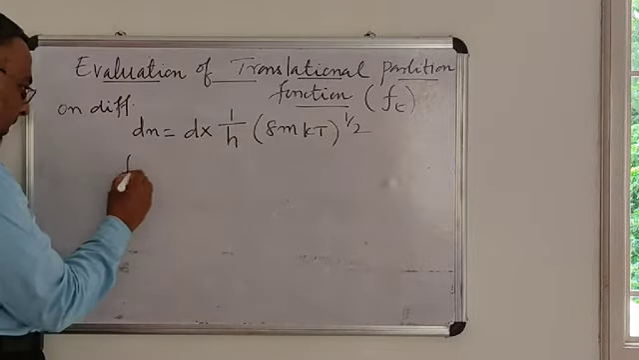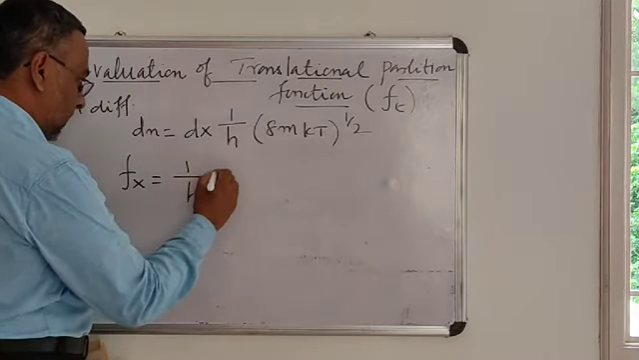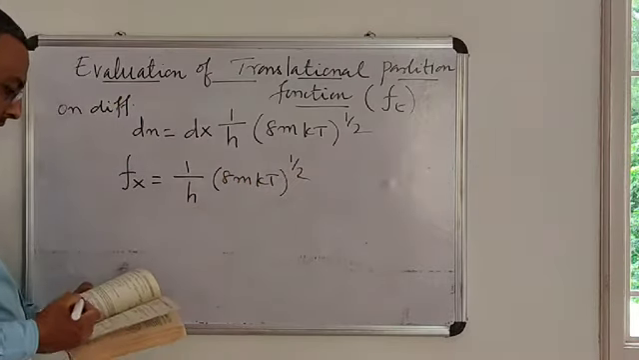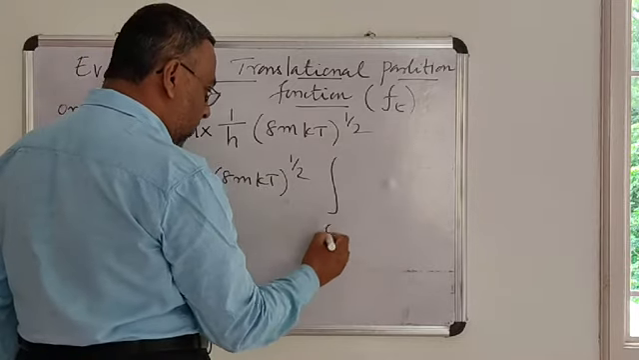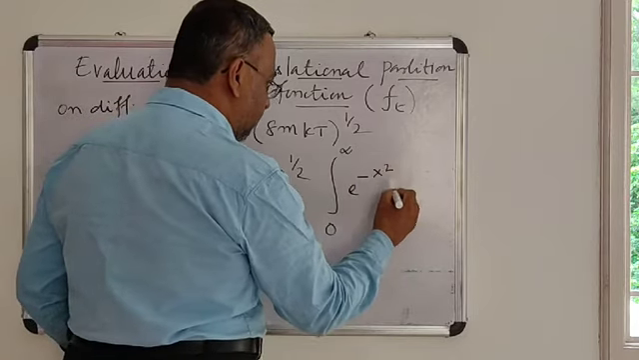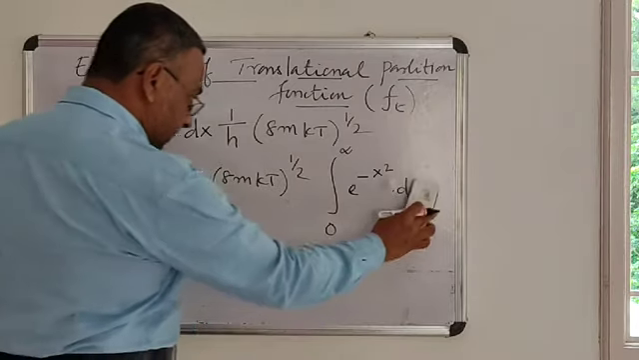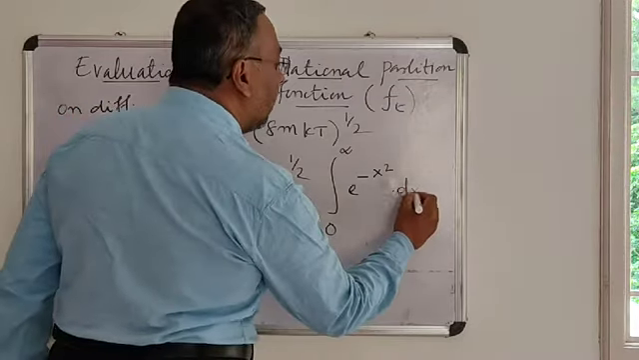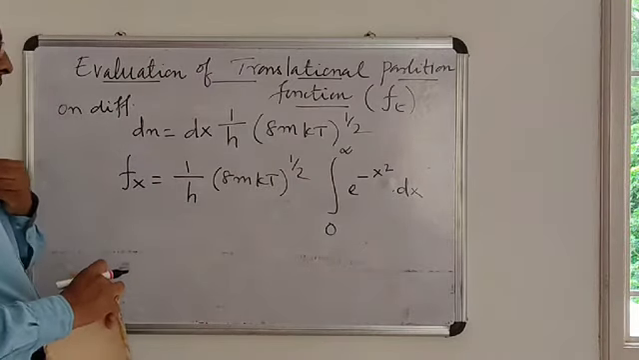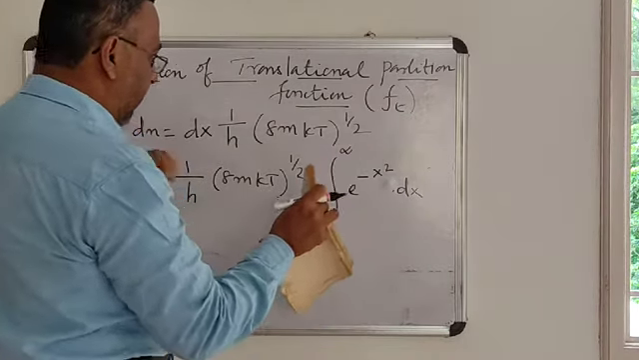I will get f(x) is equal to 1 by h (8m kT) power half, because all the values are constant, times the integral from 0 to infinity of e power minus x square into dx. We know the value of x. So now what I am doing is integrating this value.